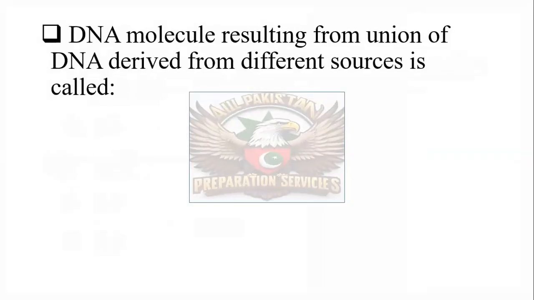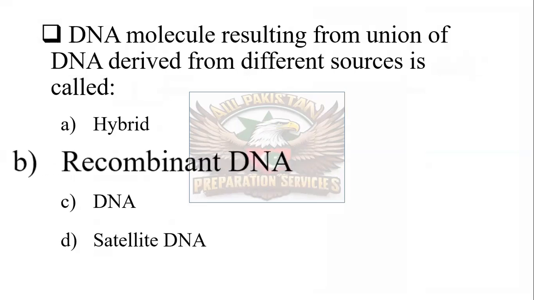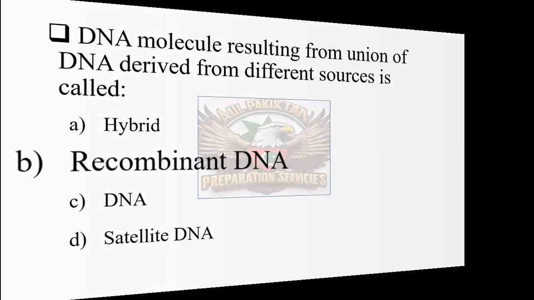The DNA molecule resulting from union of DNA derived from different sources is called hybrid, recombinant DNA, or satellite DNA. And the correct one is recombinant DNA. DNA molecule resulting from union of DNA derived from different sources is called recombinant DNA.